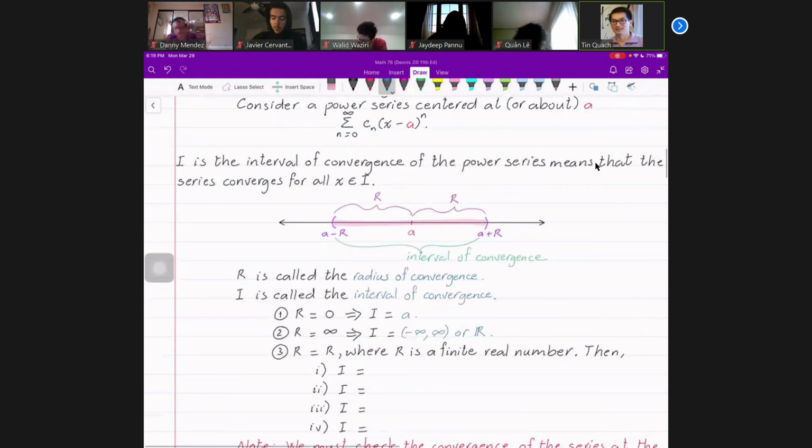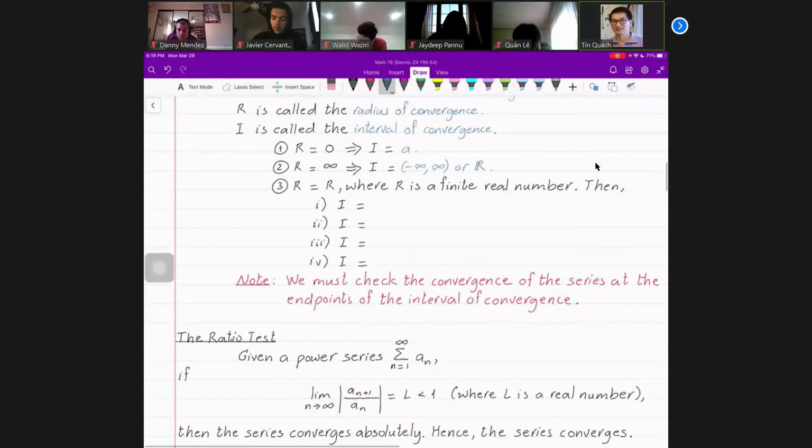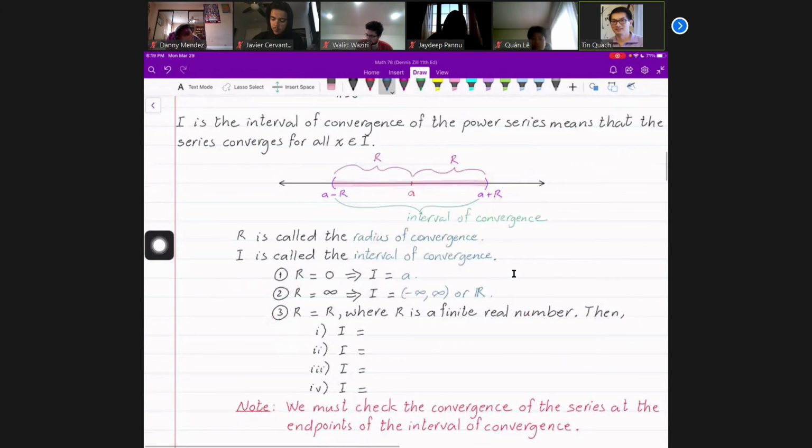Now, if the radius of convergence is equal to some finite value R, where R is a finite real number, I know they look exactly the same, but what that means is the radius is equal to a number R. So if the radius is equal to a finite value R, then there are 4 possibilities. If the radius is R, that means the interval of convergence looks like this, right?